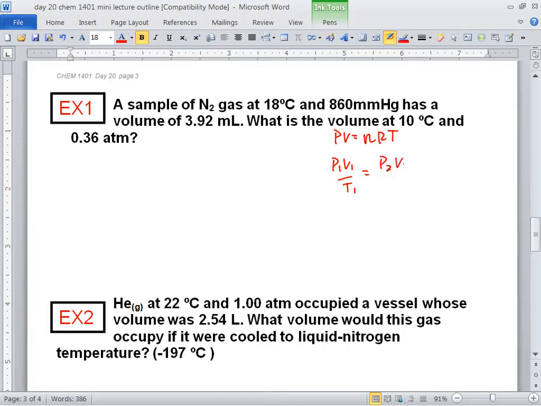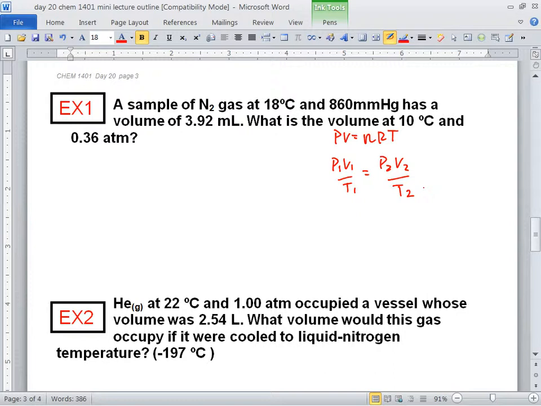A sample of nitrogen gas, 18 degrees Celsius, 860 millimeters of mercury, has a volume of 3.92 mL. What's the volume at 10 degrees Celsius and 0.36 atmospheres? What equation would this be, Ashley? The top one or the bottom one? Bottom one, right?